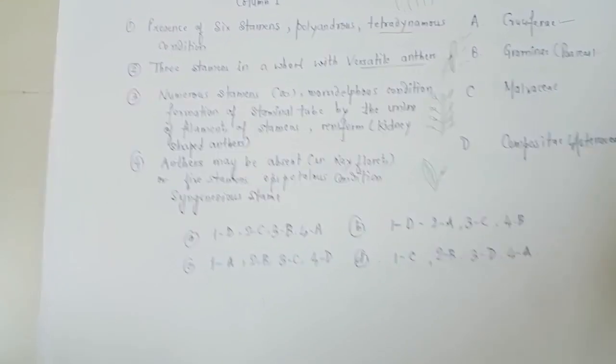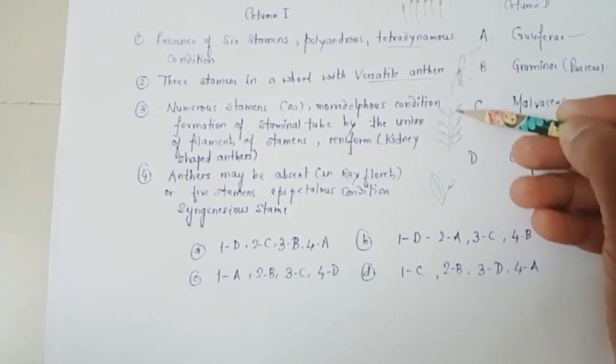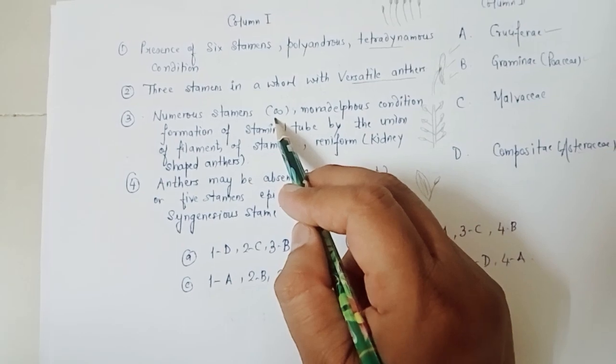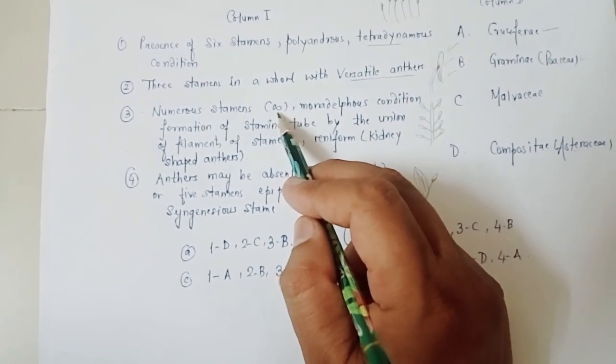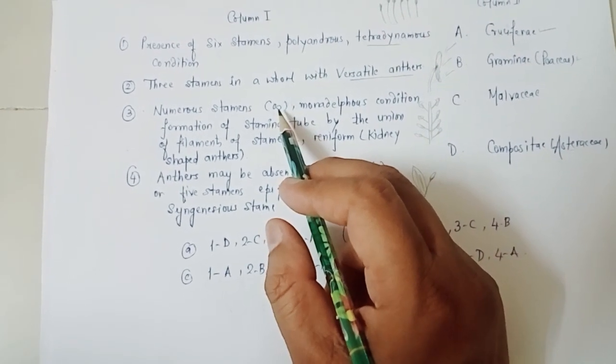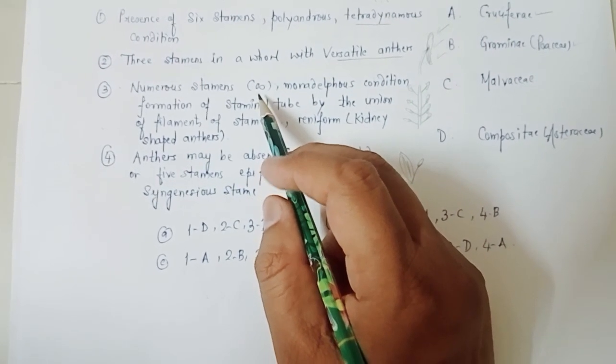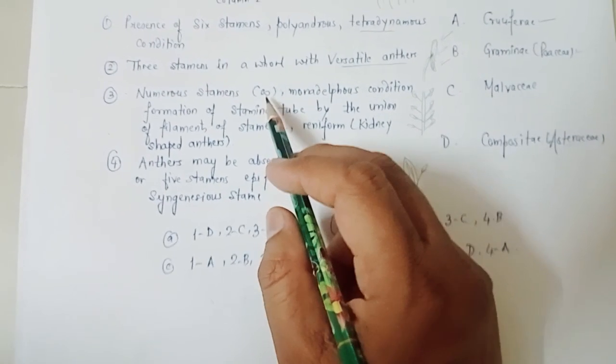Numerous stamens. If you look at these stamens, these are referred to as numerous stamens. It is also represented as infinity. So infinite stamens can be asked, or a question can be given where the stamens are infinite. So you have to remember numerous or infinite represents many stamens.